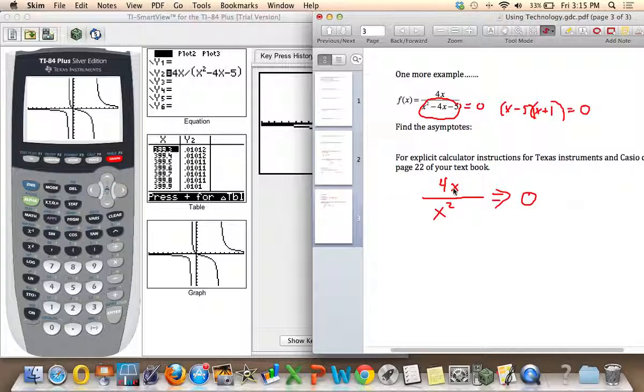If I take 4 times 1,000, I get 4,000, but then I have 1,000 squared in the bottom. If I take 4 times 1,000,000,000, I have 4 billion, but I have 1,000,000,000 squared in the bottom. Because this power is bigger than the power in the numerator, the denominator is always going to overtake it. Therefore, this entire fraction is going to go to 0. Again, you can see that from the graph, but it helps to think about a little bit of the mathematics as well when you're searching for these asymptotes.